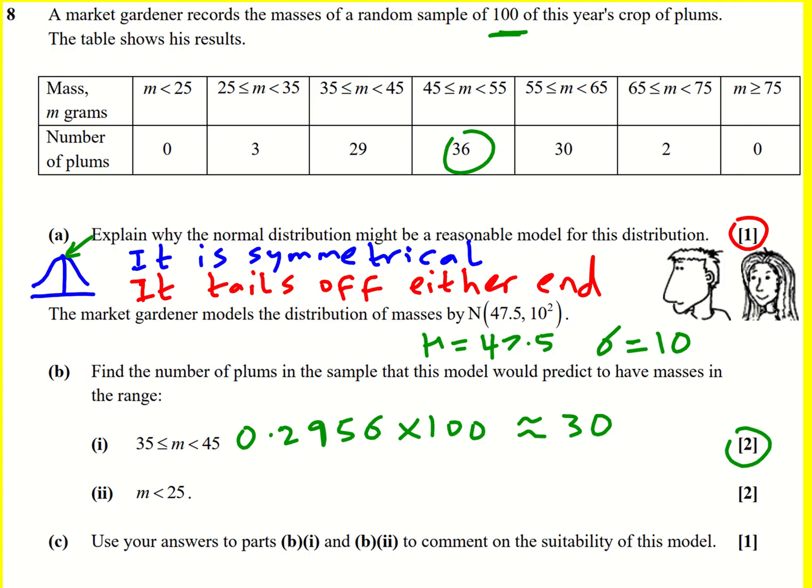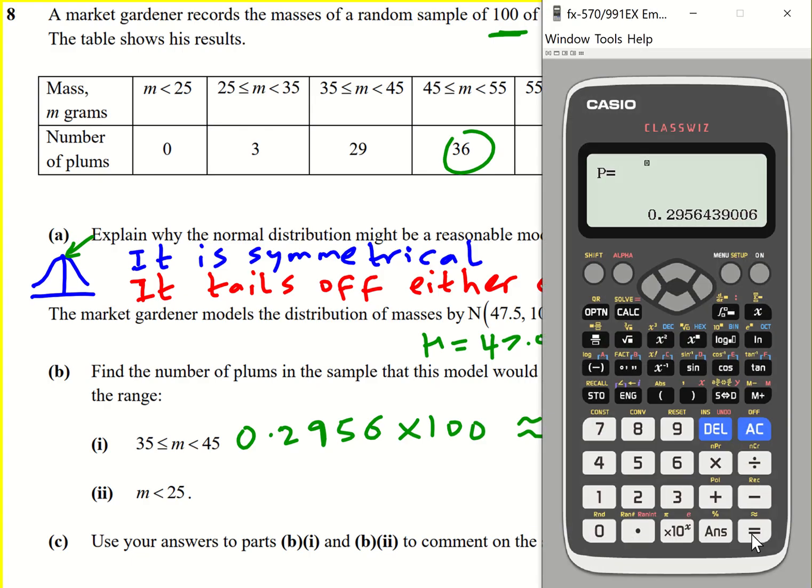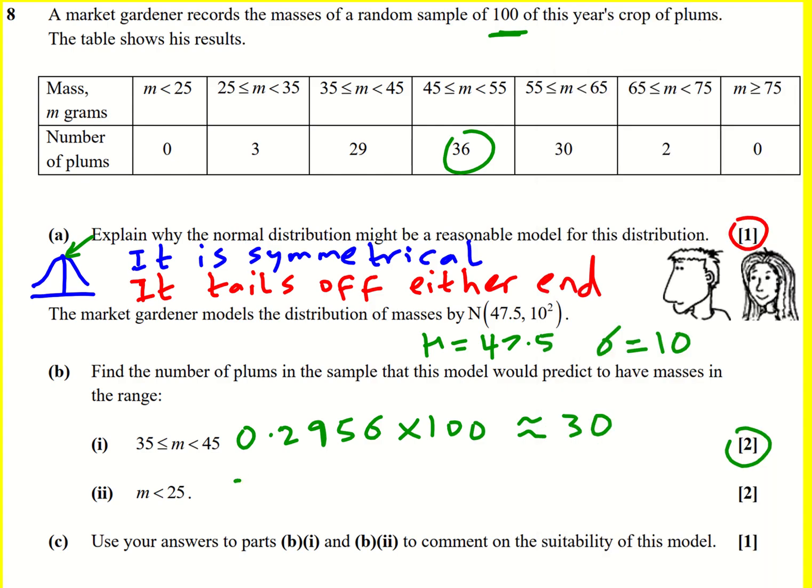For m less than 25, very similar. This time my lower limit's just going to be a large negative number, my upper limit's going to be 25. And I get a very small number, 0.0122, which I need to times by 100, and that's going to be roughly 1 plum.